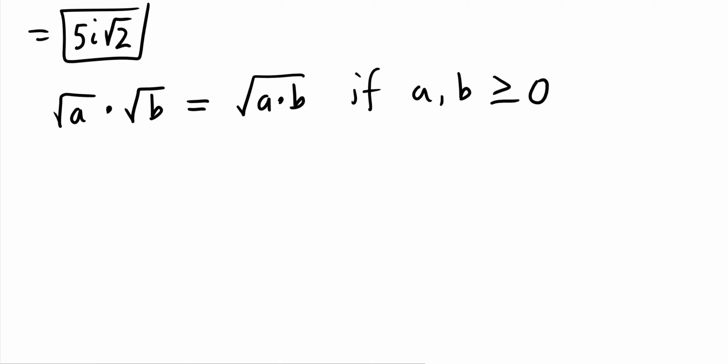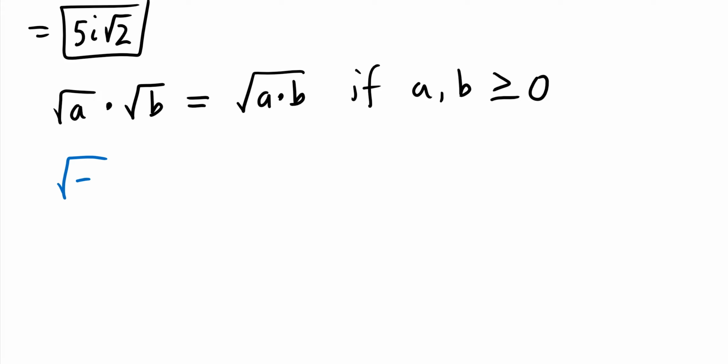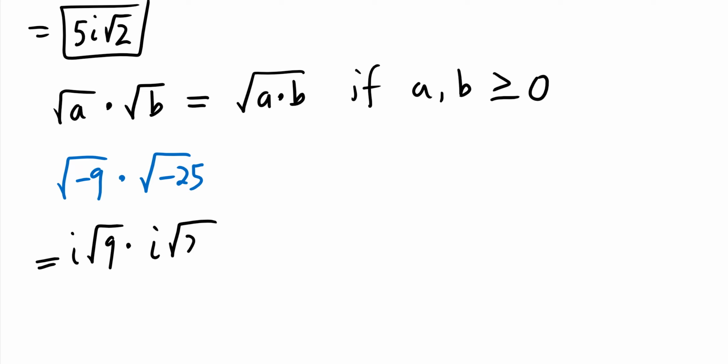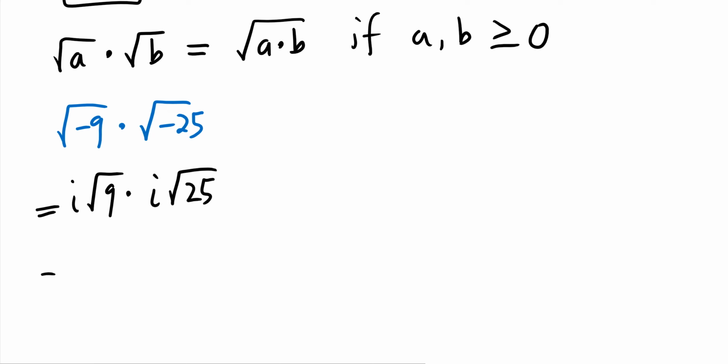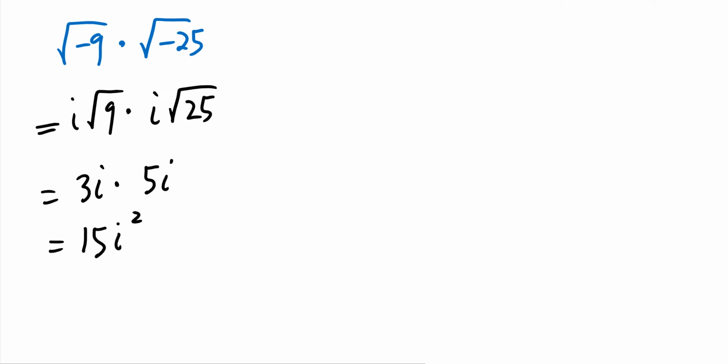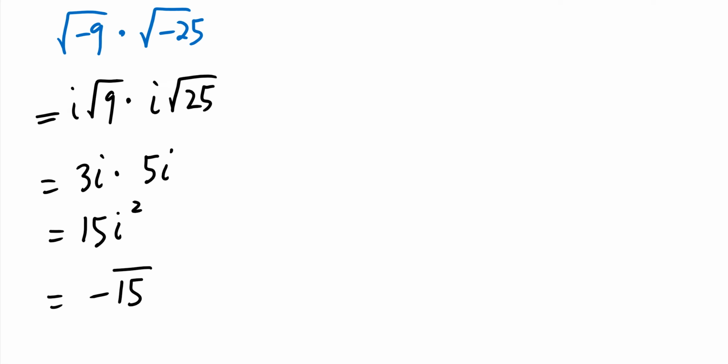So what happens if we are asked to multiply the square root of -9 by the square root of -25? What does that give us? i square root of 9 times i square root of 25. So that's 3i times 5i, which is 15i squared, and that gives me -15.